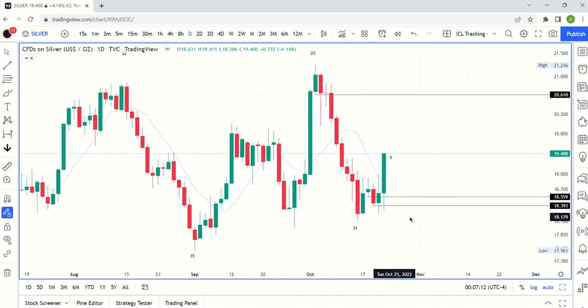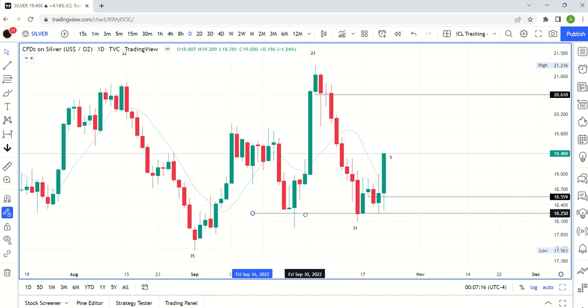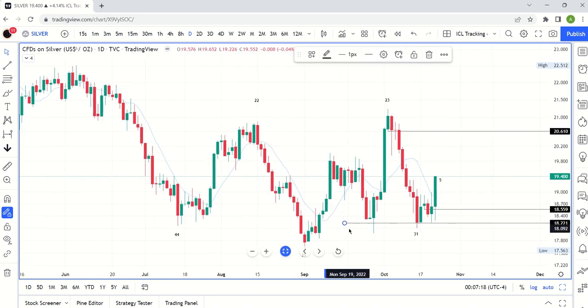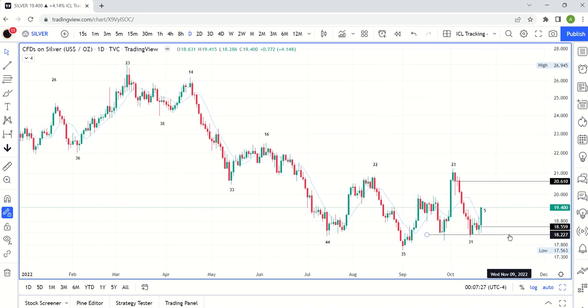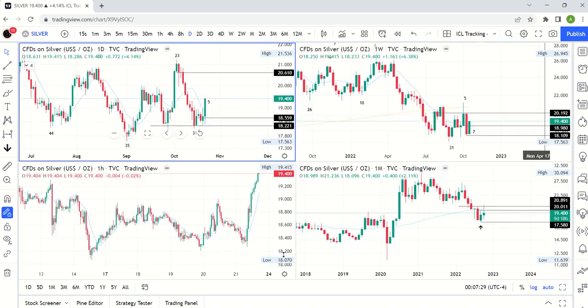And obviously, we don't want to make new lows below, call it this 18.20 area. Really, below 18.50, 18.80 area, you're probably going to head down there, but that's your ultimate last line in the sand.